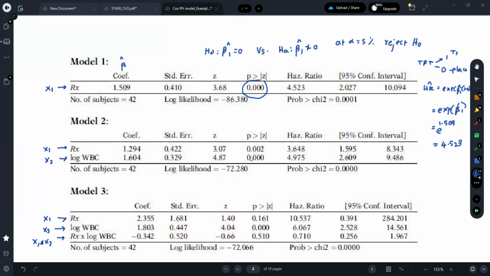This 95% confidence interval is for the hazard ratio. How do you find it? You find the confidence interval for the coefficient, 1.509. Let's assume normality for 95%, so it will be 1.96 times the standard error, 0.410. If not, you have to use the t-score with degrees of freedom n minus 1. For now, just assume 1.96 and find this confidence interval for the coefficient.